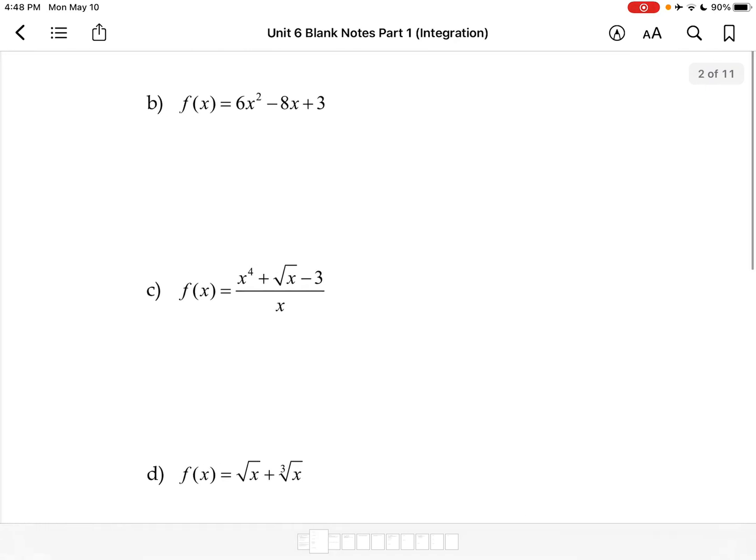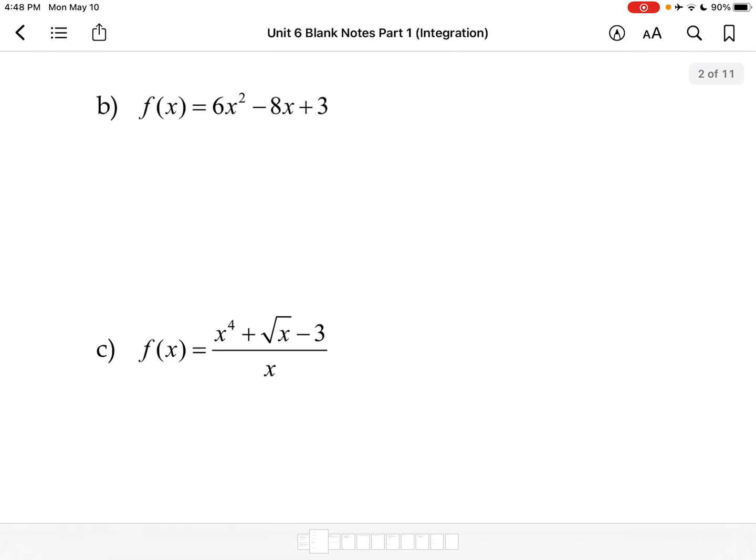Okay, so we've got a couple more polynomial examples here. So here's another polynomial. Okay, so here we're looking at f of x equals 6x squared minus 8x plus c. So if we want to find the antiderivative of this function, then we would be, and by the way, it is common practice to label the derivative function with a lowercase f of x and the antiderivative with an uppercase F of x. So that's what I'm going to do right now.